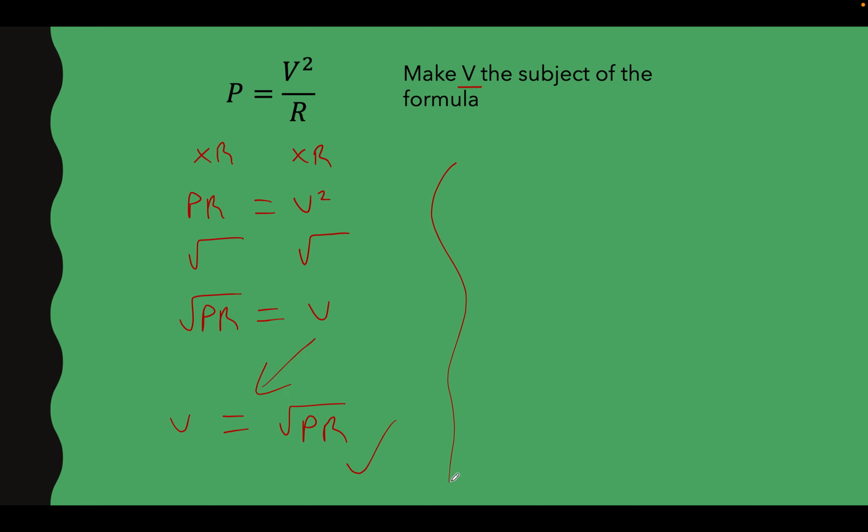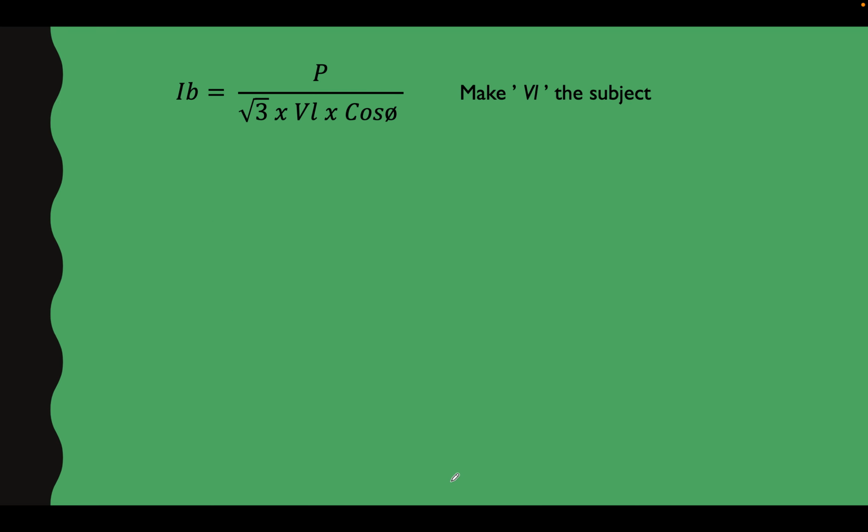A little bit more complex. So, looks intimidating straight away, this one, because there's a lot involved in it, but it's easier than we think. We've just got to deal with it step by step and remember what we can and can't do. Okay, so we're being asked to make VL the subject. Let's follow our steps and identify where that is. So here it is. VL is down here, trapped amongst all this below the divisor line.